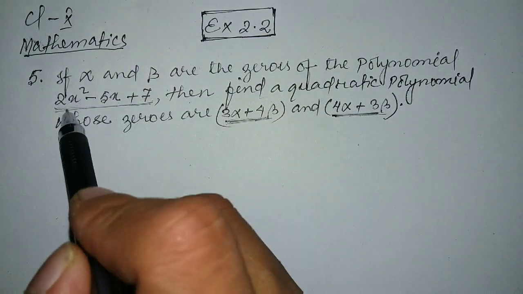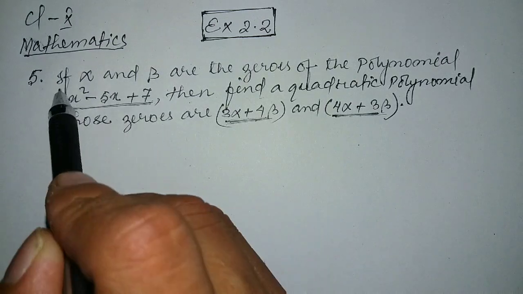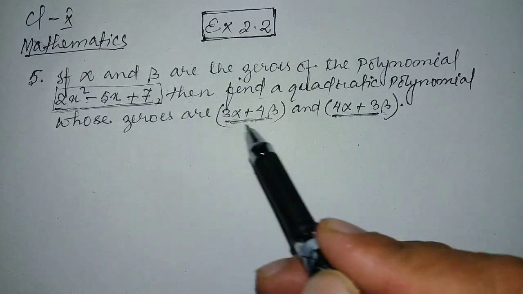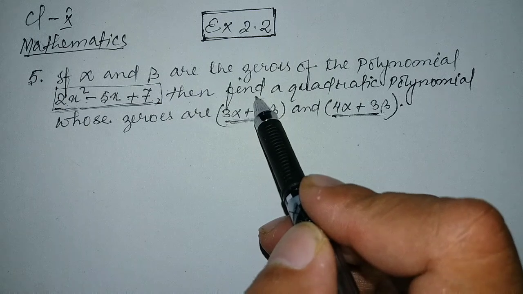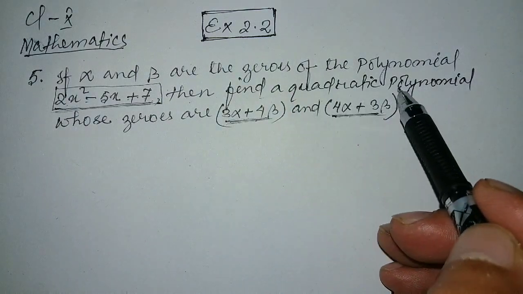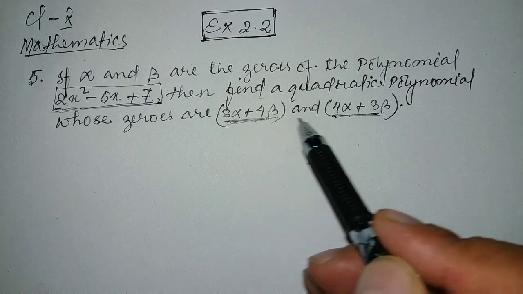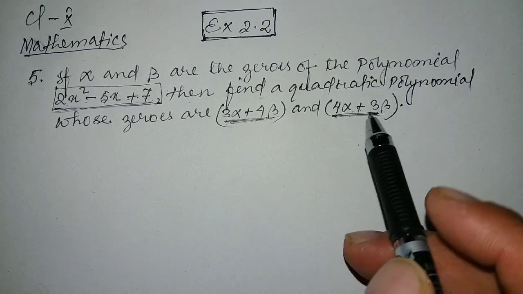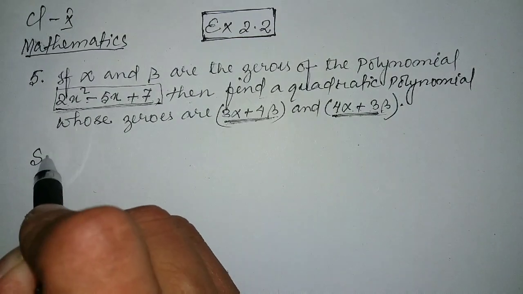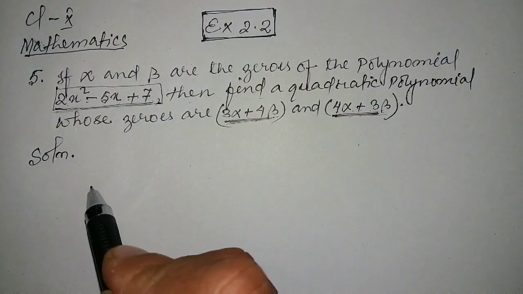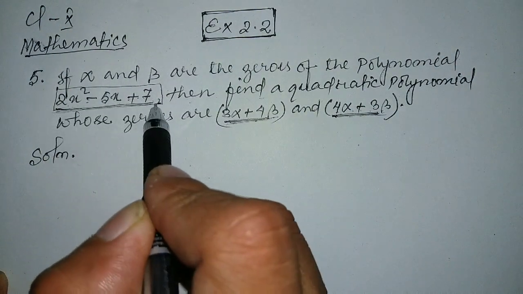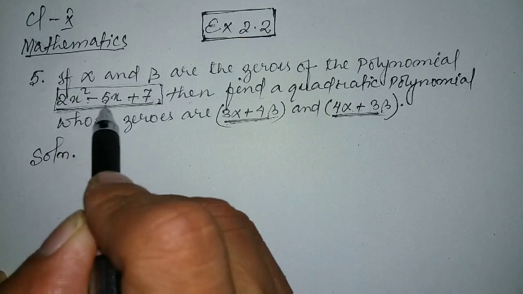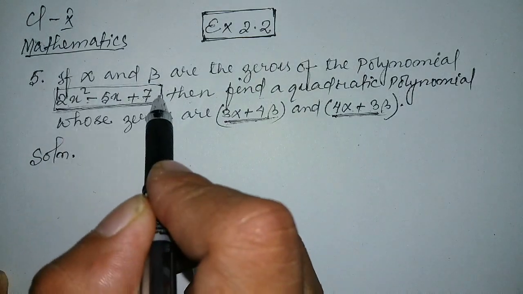So as we can see here in this question, a quadratic polynomial is given, which is this one, 2x squared minus 5x plus 7, and the question is telling us to find another quadratic polynomial whose zeros are this one and this one, that is 3 alpha plus 4 beta and 4 alpha plus 3 beta. So how we are going to solve this problem is, since a quadratic polynomial is already given here, we are supposed to use the information given in this particular quadratic polynomial.